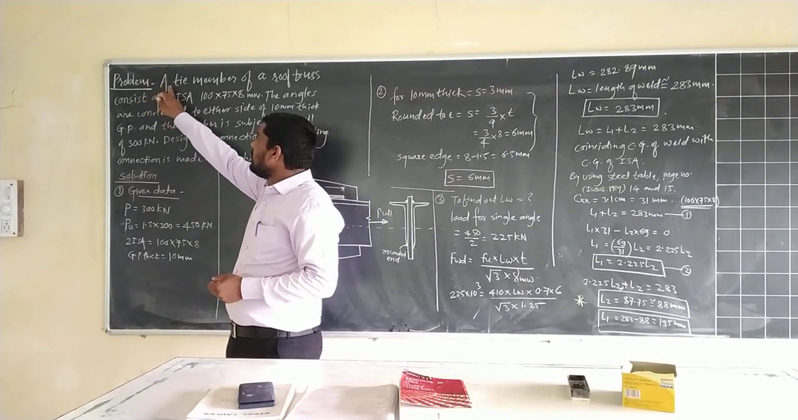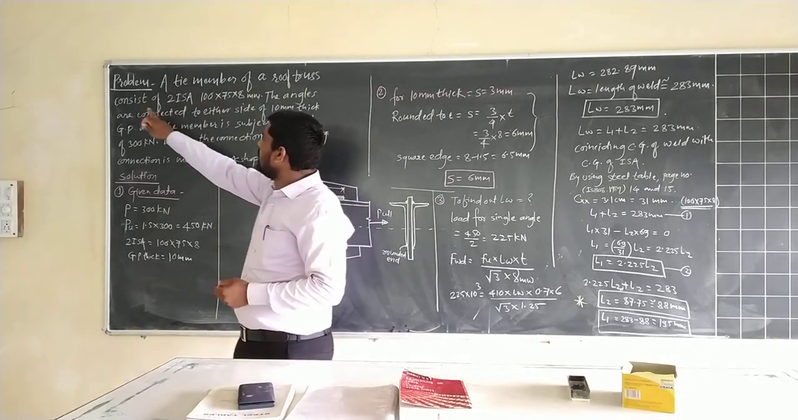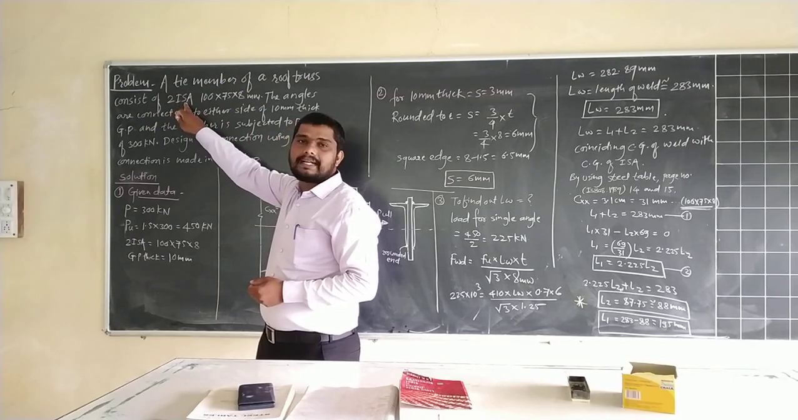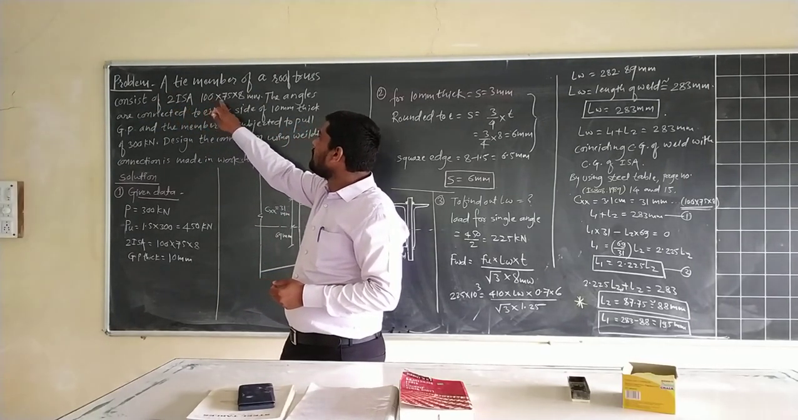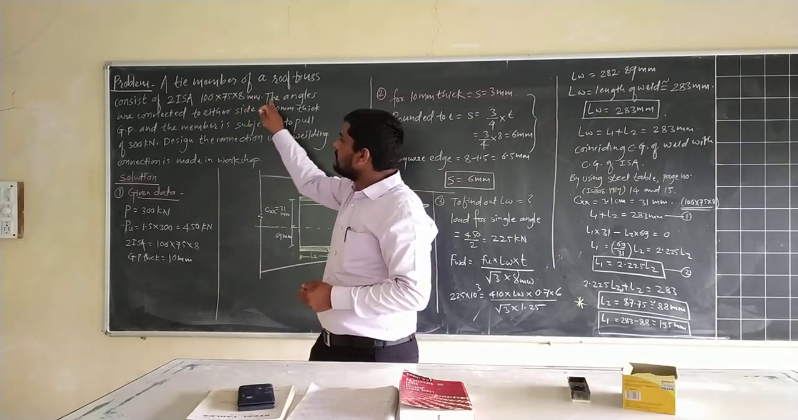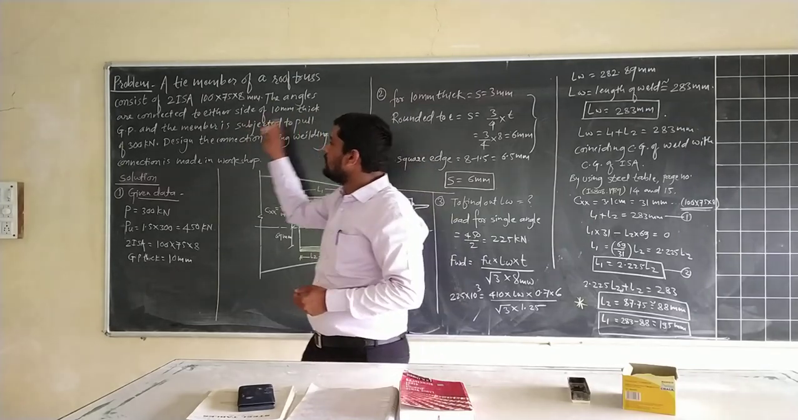Hello dear student, today we are going to learn another numerical on tension member. Problem statement: a tie member of a roof truss consists of twice ISA, two Indian Standard Angle sections 100 mm by 75 mm by 8 mm. The angles are connected to either side of a 10 mm thick gusset plate.